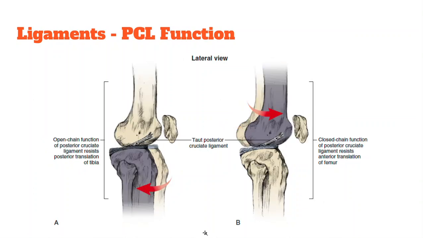PCL is pretty much the opposite. So open chain function of the posterior cruciate ligament resists posterior translation of the tibia relative to the femur. Closed chain function, we now look at the proximal bone, or the femur, and that resists anterior translation of the femur.